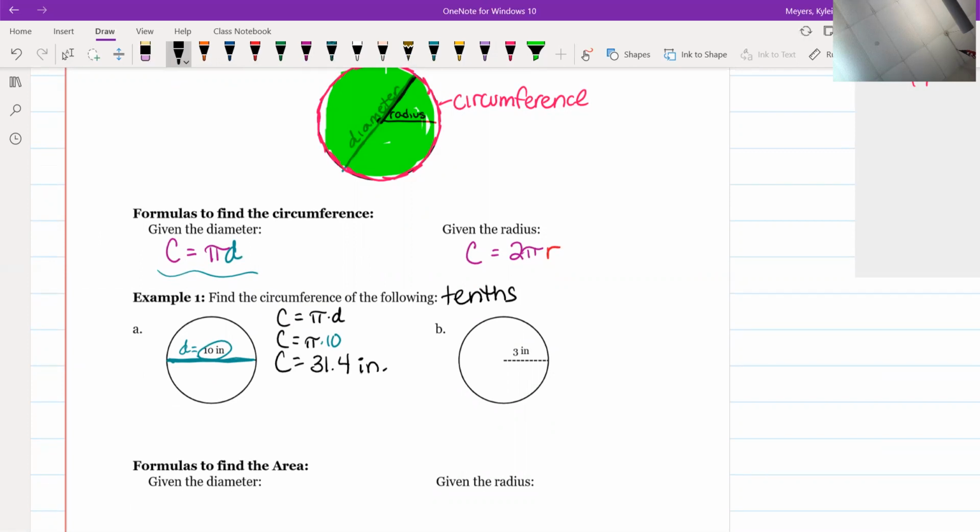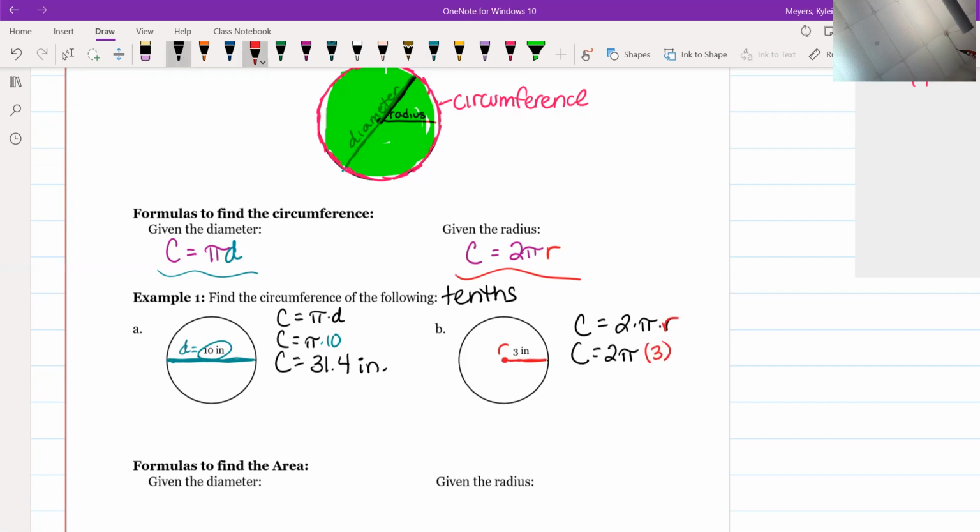So let's do this again. We have to figure out what this is. This goes from the middle to the edge. So this is my radius. So we want to use the radius formula. That is, circumference is 2 times pi times r. Well, 2 times pi stays 2 times pi. R, your radius, is 3.